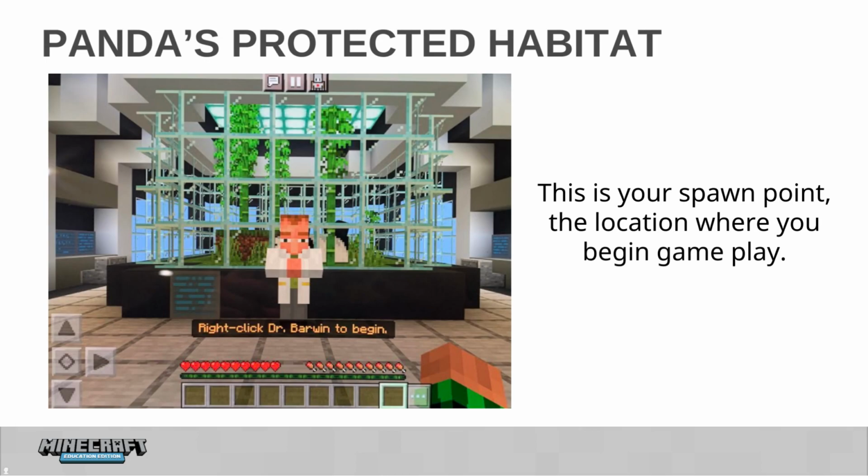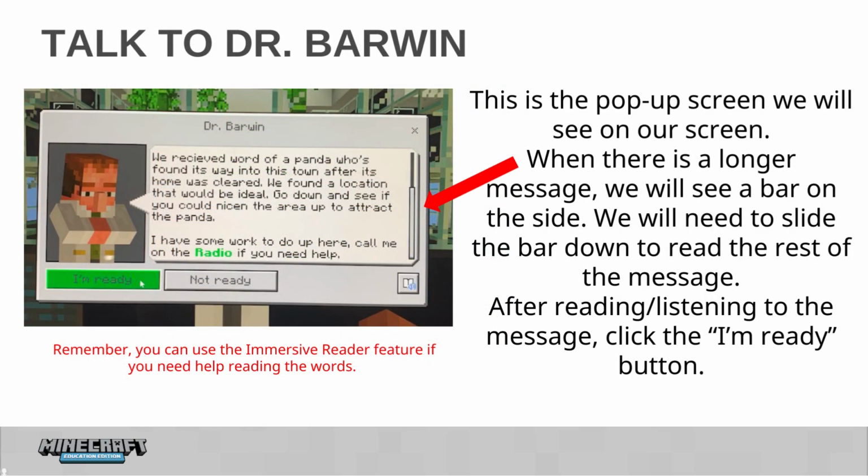So this is our spawn point where we begin our gameplay, and of course, take a look, there's Dr. Barwin. All right, so we have Dr. Barwin's message up on the screen here, and notice there's a little slider bar on the right. Remember, you can slide that up and down in order to be able to read the entire message. Once you've read the entire message, be sure to click the I'm ready box. And if you need this message read to you, remember there is an icon that looks a lot like a book in the lower right-hand corner. If you click that, that is our immersive reader.